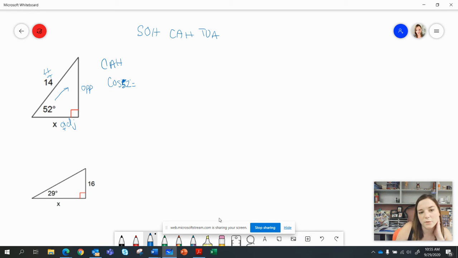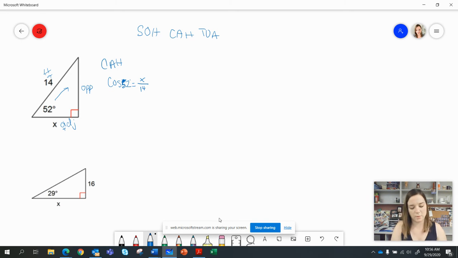So cosine of 52 degrees is equal to the adjacent side, which is x, over the hypotenuse, which is 14. So notice that it goes in order. C is for cos, A is for adjacent, H is for hypotenuse. So the cos of 52 degrees is equal to x over 14.